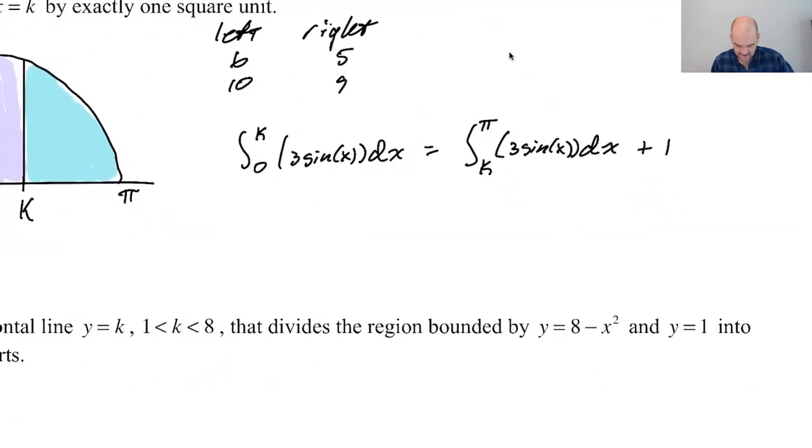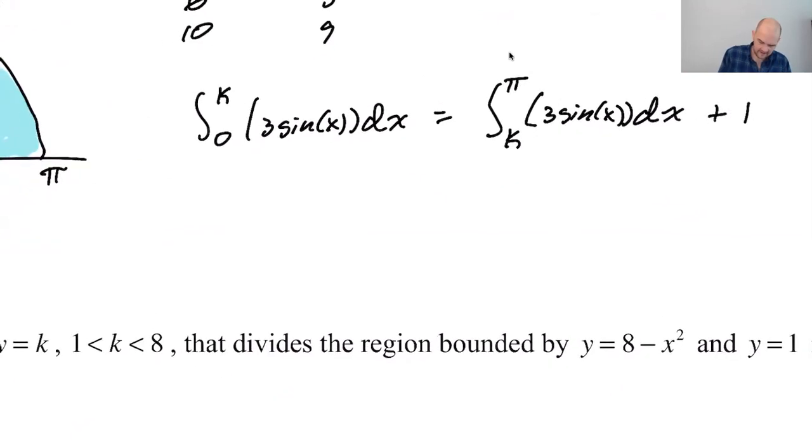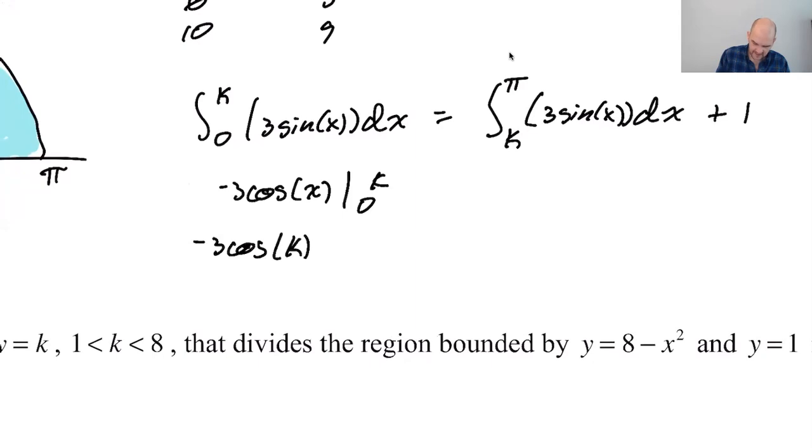So now let's see, is there a way we can work this out? I guess we just integrate. So this will be -3 cosine of x from 0 to k. So that's -3 cosine of k minus -3 cosine of 0, so plus 3.